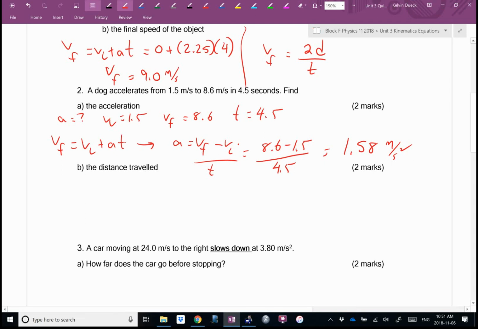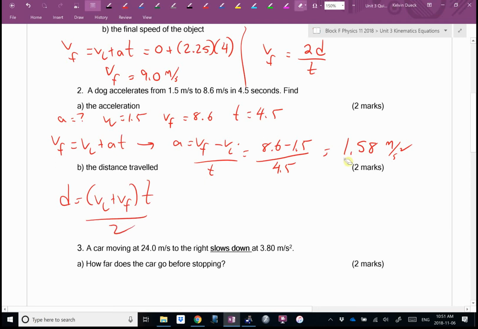Distance traveled. Oh, same marking scheme as before. Half mark, half mark, half mark, half mark. But if you got the right answer, 2 out of 2. Here I will use D equals bracket VI plus VF times T over 2, because that does let me use the information that they gave me.